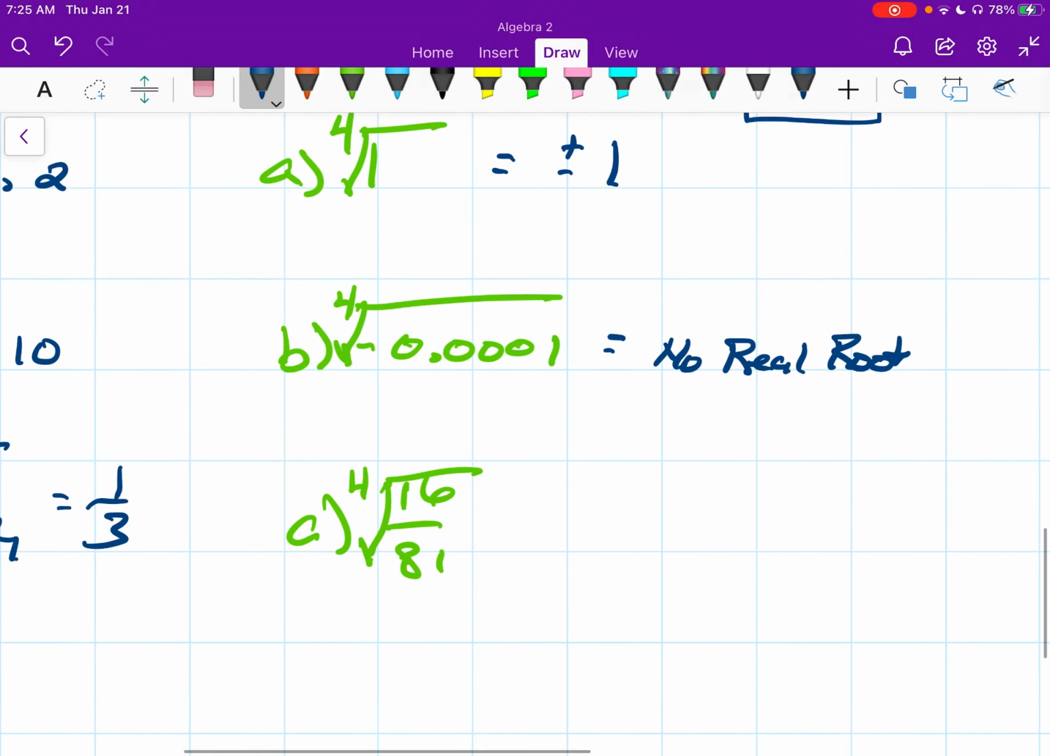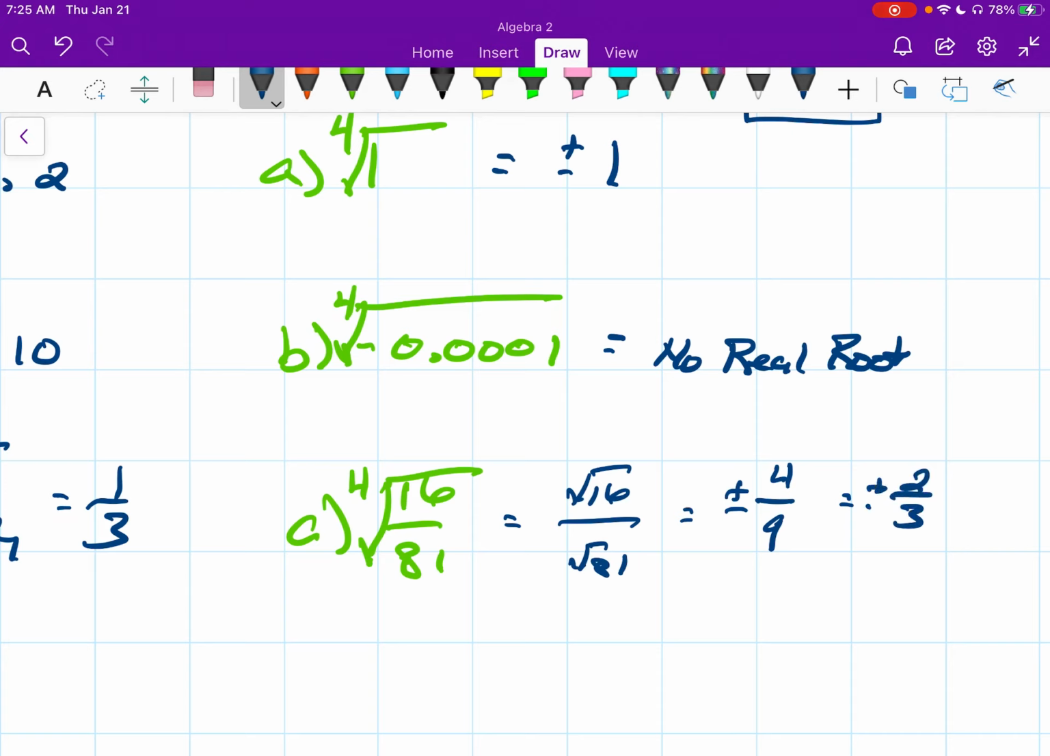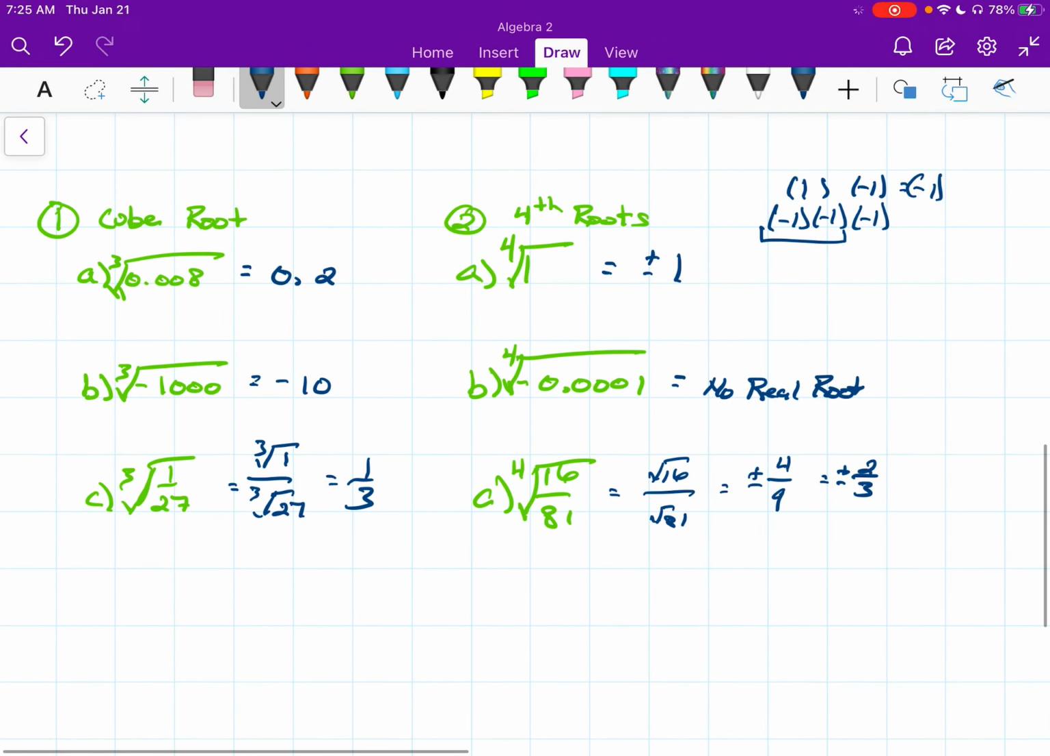All right, part C, we'll break it over the fraction bar, so I'll have root 16 over root 81, which is going to be 4 over 9. And I have to put a plus or minus there because even though it's a fraction, it's still a regular number, right? It's a positive number under an even root, so I have to have the plus or minus. So this will give me 2 over 3, plus or minus 2 over 3. All right, I'm not going to do square roots because I think that we probably know square roots.